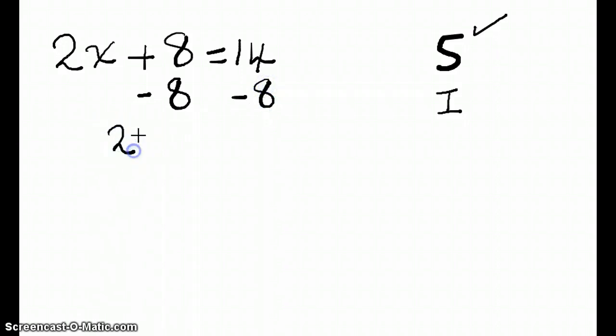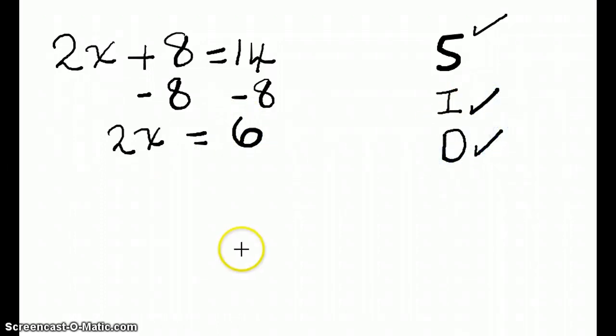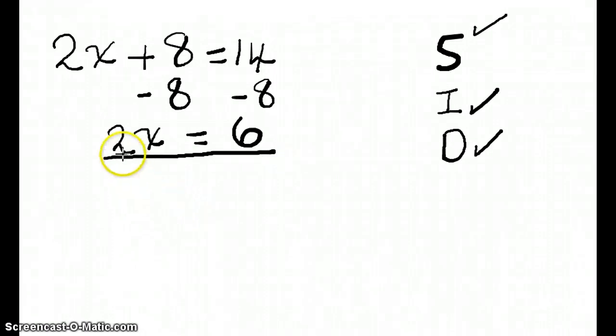and so I now have 2x equals 6. Isolate. And the last step is divide. We are going to divide the coefficient to get rid of the coefficient until it turns into a 1. Well, how do I turn a 2 into 1? Well, 2 divided by 2 will give me 1x, except we don't need to write the 1.